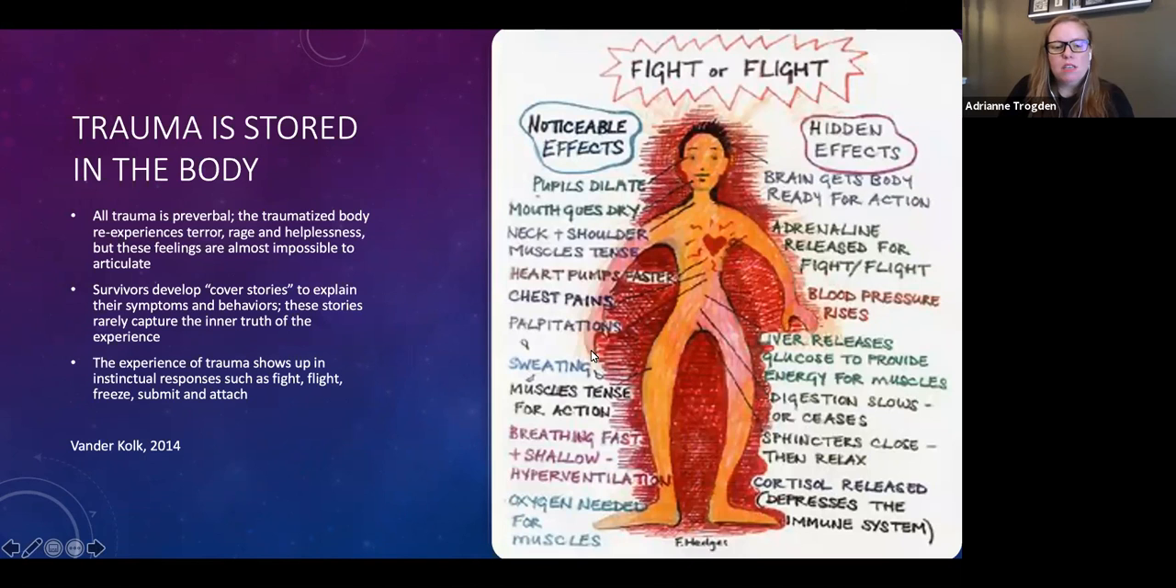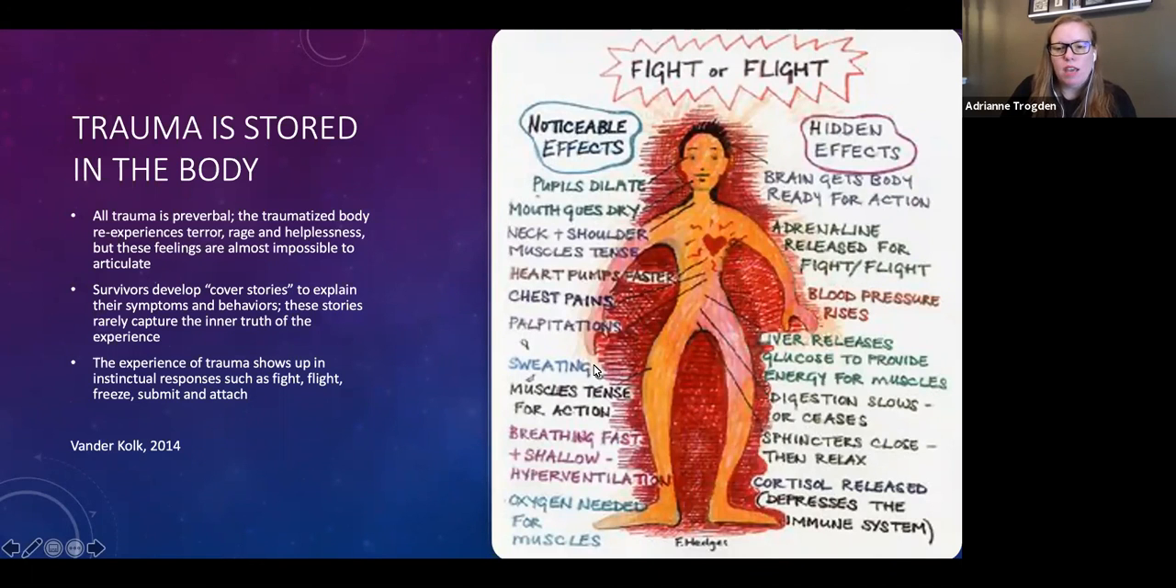So something that has gotten more attention lately, though it's not a new concept, is that trauma is stored in the body. So our body remembers, even if our brain doesn't necessarily remember the details of a trauma we might have experienced. And the second bullet point here: survivors develop cover stories to explain their symptoms and behavior that don't necessarily speak to the trauma that they experienced. It's sort of a defense mechanism.